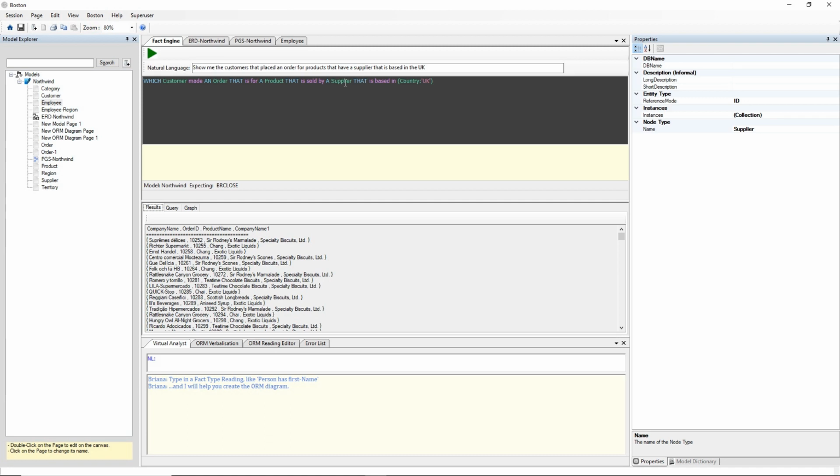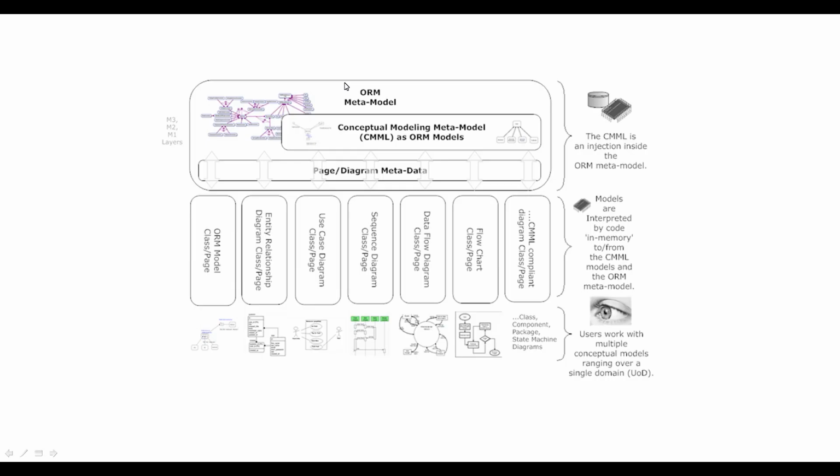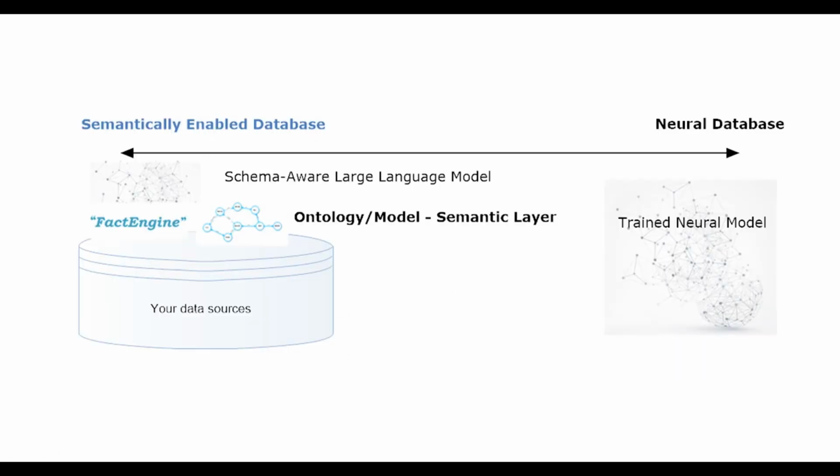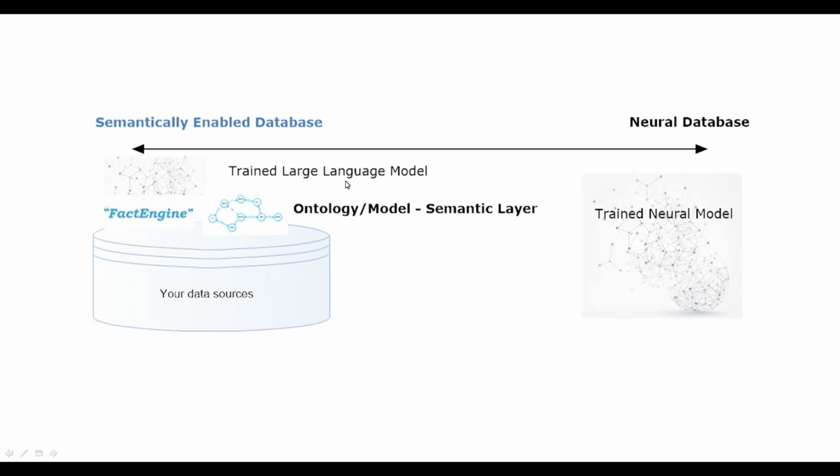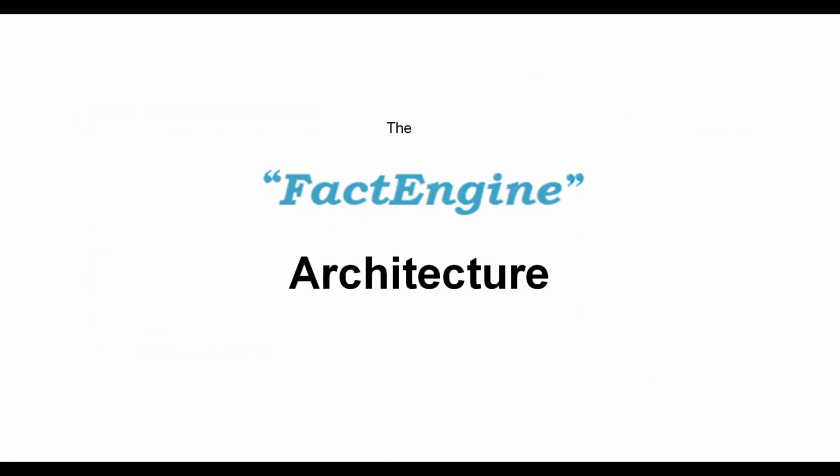So thank you very much. That's the FactEngine architecture. So to recap on that, FactEngine sits over the top of the Richmond architecture, which treats every database as if it were a multi-model database. We have an ontology or a model as a semantic layer that sits over your data sources. The natural language queries are effected by a schema-aware large language model, and it's a trained large language model to become schema-aware, and that's the FactEngine architecture.